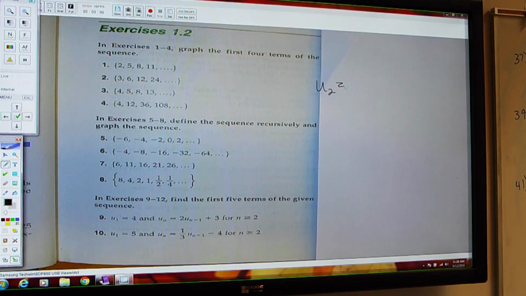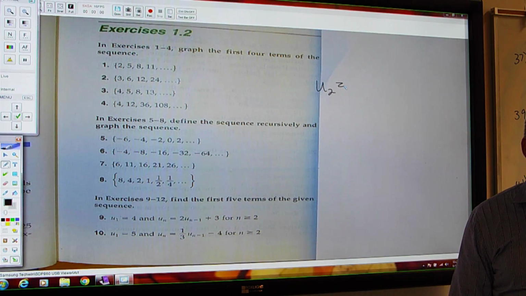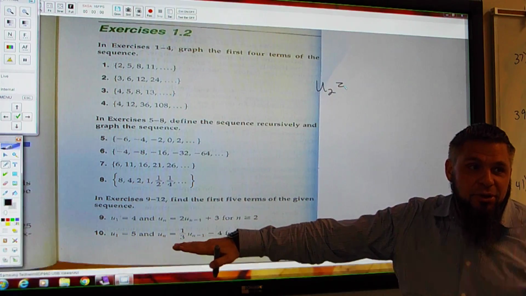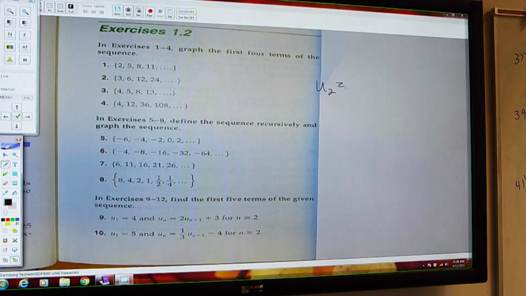Okay, that's okay. Norman, what is U2 equal to? What is it equal to? Remember, we're doing this one with 1/3 U minus 4. So what is U2 equal to? Try to say. What do you think? You don't know? Okay. Michael.